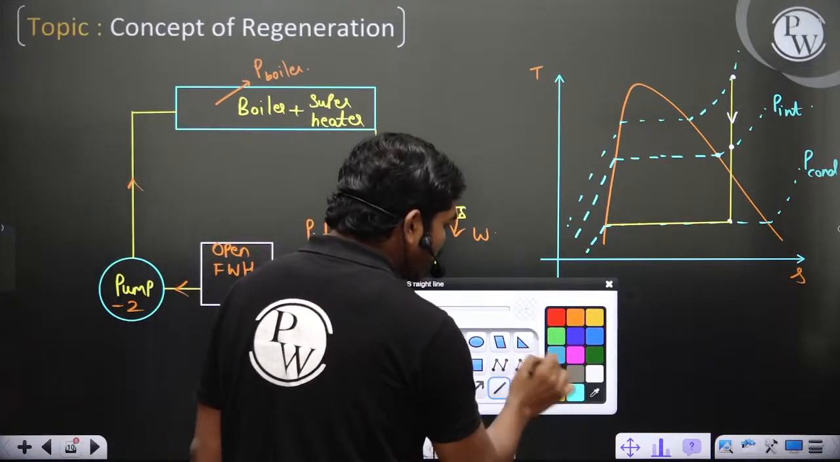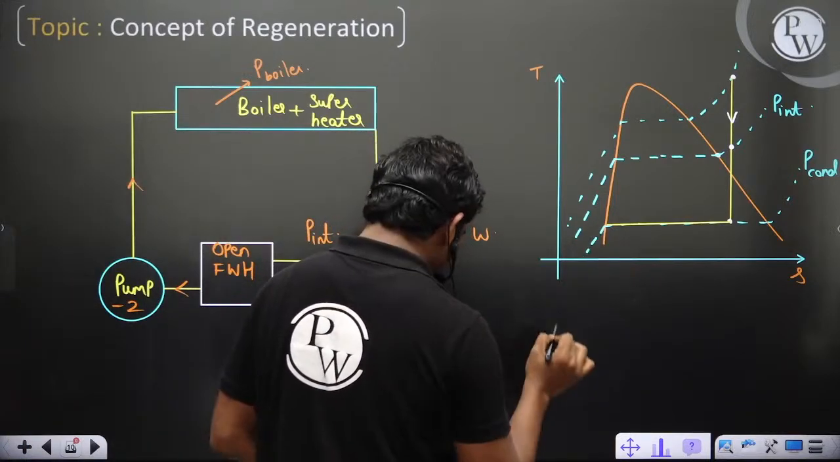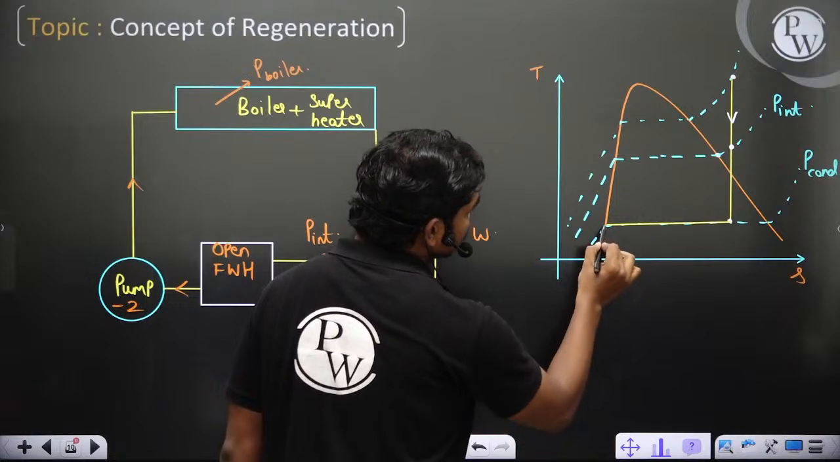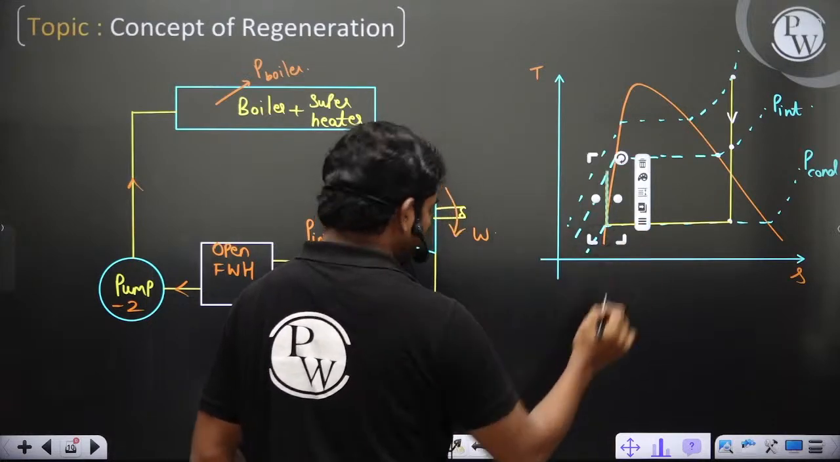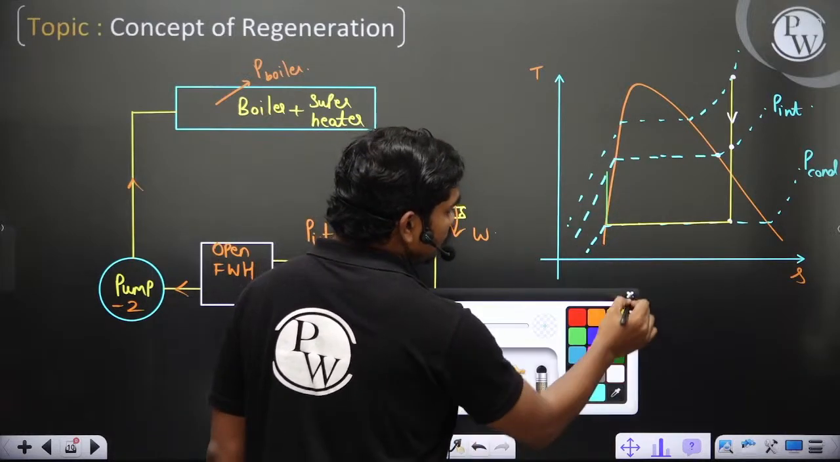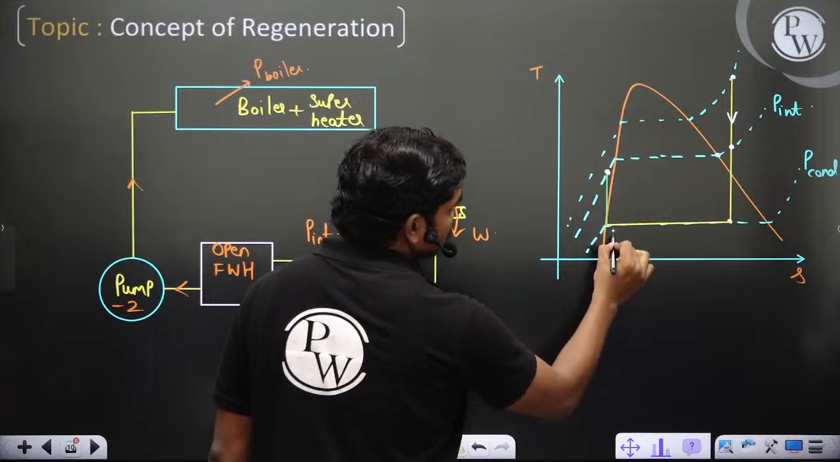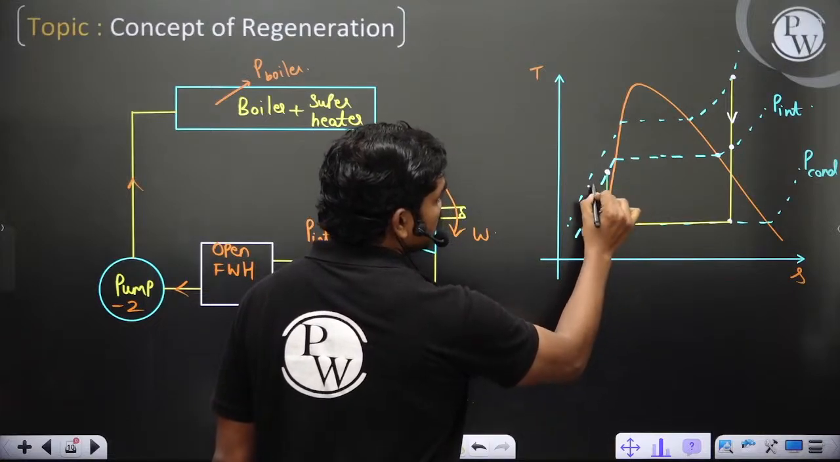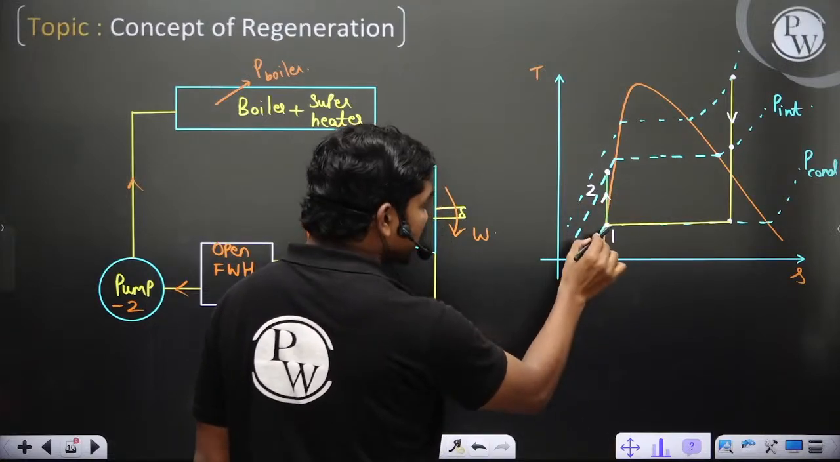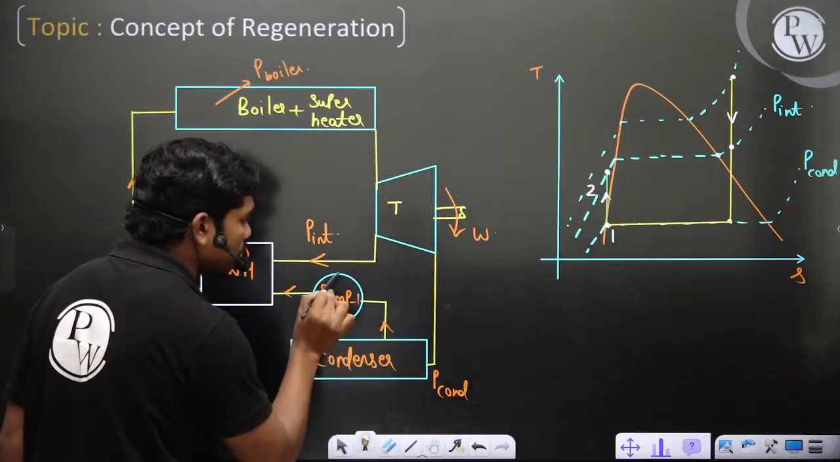So pump 2 is raising the fluid from this location to this location. I hope you can understand clearly. If you call this point 1 and this point 2, the work done from 1 to 2 is actually because of this pump 1.